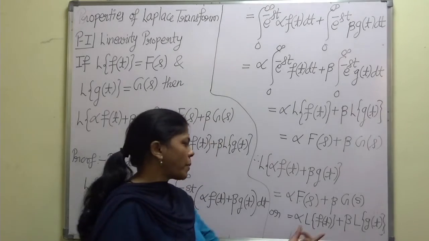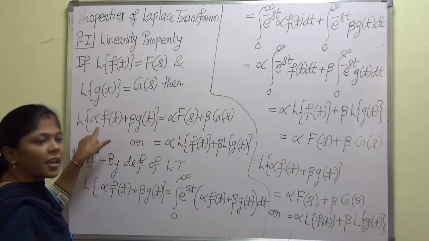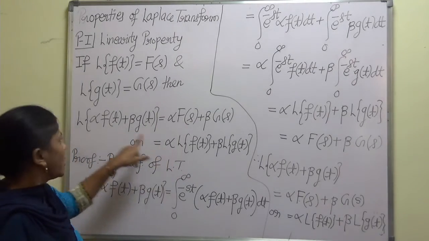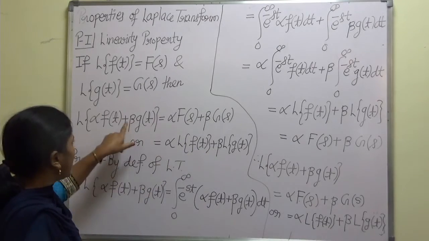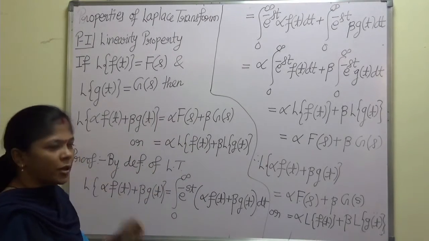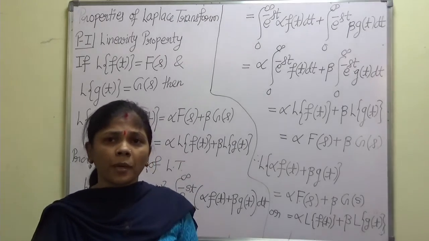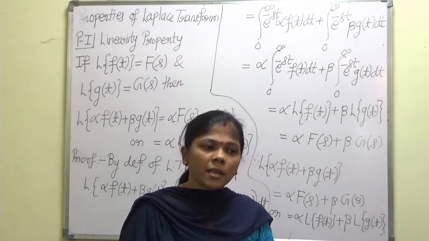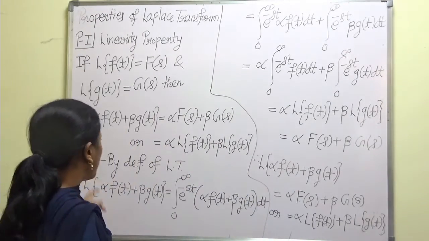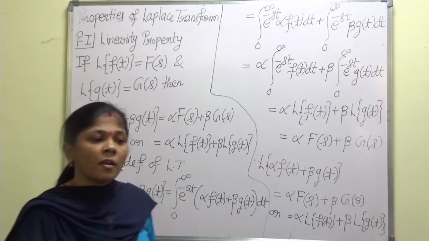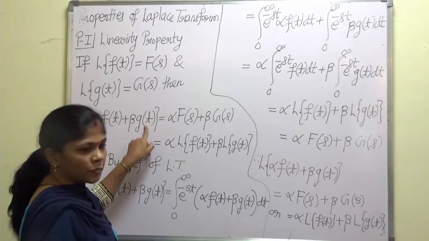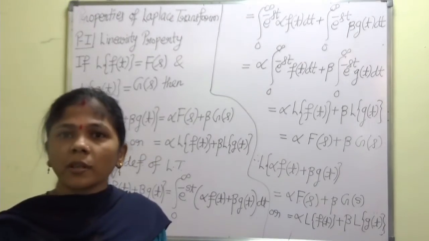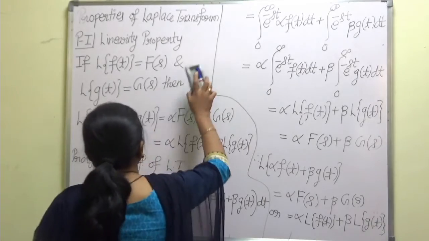Right? So you should remember this format, that Laplace of alpha times f of t plus beta times g of t is equal to, take out alpha outside, Laplace of f of t plus next beta outside, Laplace of g of t. So we can apply this property to the number of terms when they are in addition or in scalar multiplication, right? So remember, this property is to be used when we have addition or scalar multiplication. Okay, so let us solve the problem based on this property, that is linearity property.